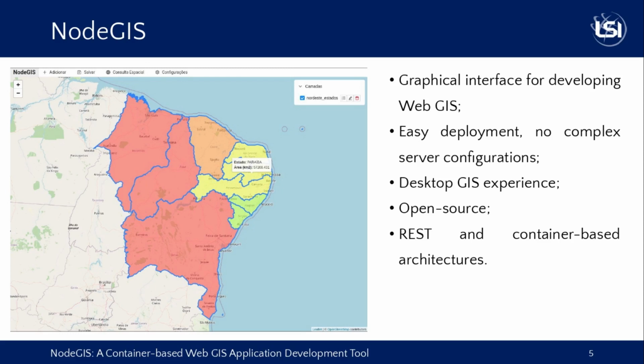To address the motivation previously stated, we propose NodeGIS, a tool that simplifies the process of developing and deploying WebGIS applications by providing a graphical interface that does not require code writing or a complex server configuration. NodeGIS aims to bring a desktop GIS experience to a WebGIS application. It is open source and follows REST and container-based architectures.